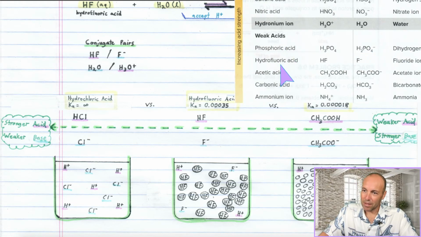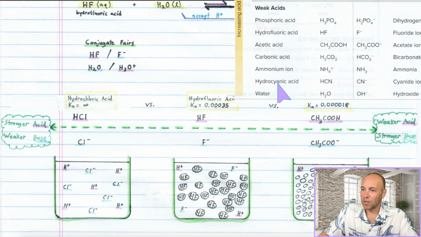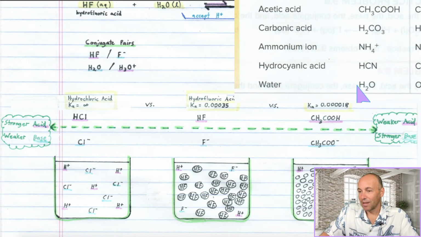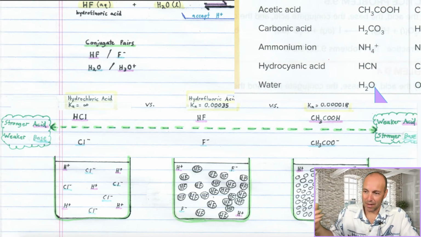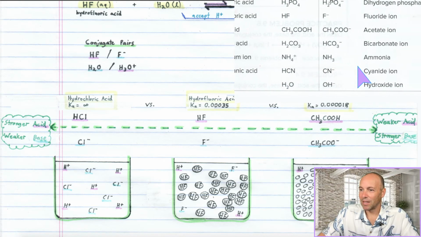As you go further down this list, you get to weaker and weaker acids, and eventually you start to approach the strength of water itself. Water can act as an acid, and even a tiny fraction of water molecules ionize into protons. We'll talk about that in a future video, but hydrocyanic acid is a really, really weak acid.